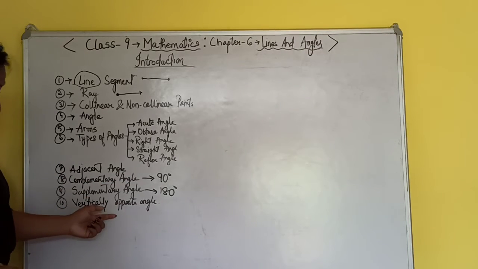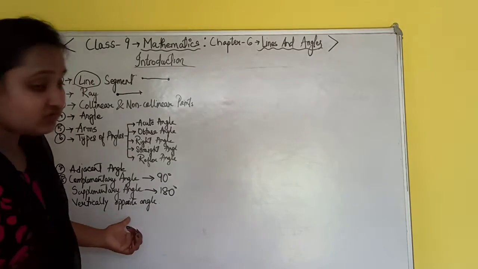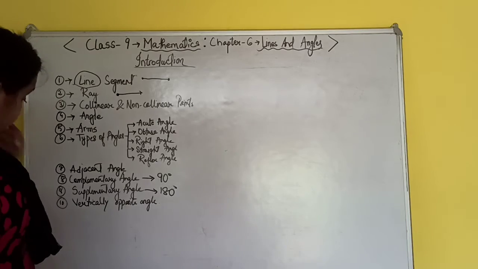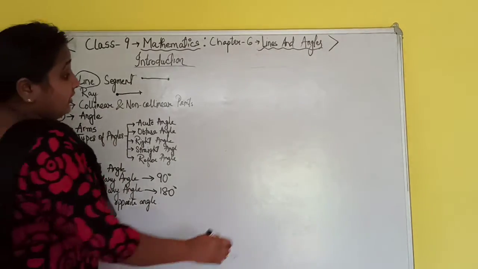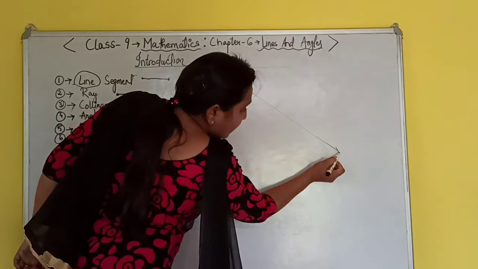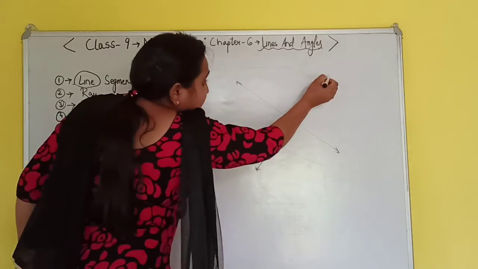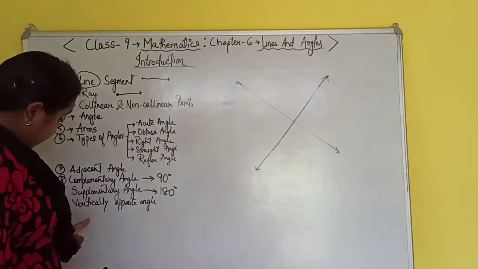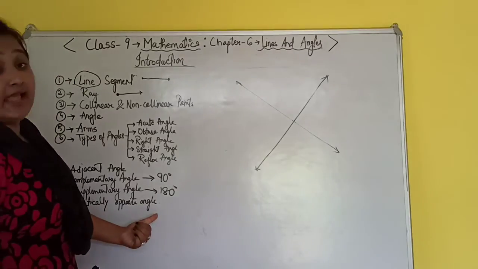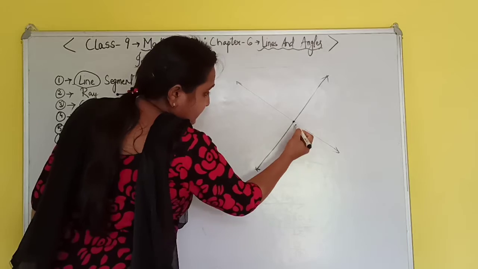Now the next term is vertically opposite angle. Vertically opposite angle, also you have to know this term, very much important. What is the meaning of this term? If two lines, suppose this is one line and this is another line, are crossing each other, intersecting each other, and the angles formed opposite to each other are known as vertically opposite angle. See, these two lines are crossing each other. This is the center point. Let us take it as O.